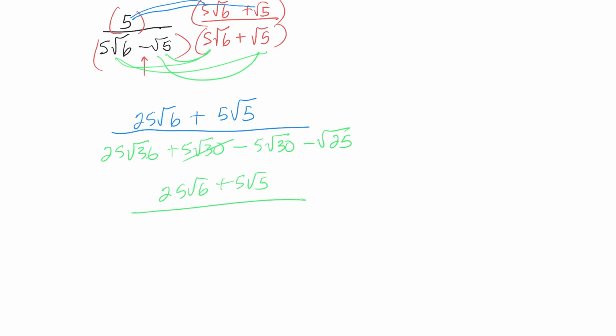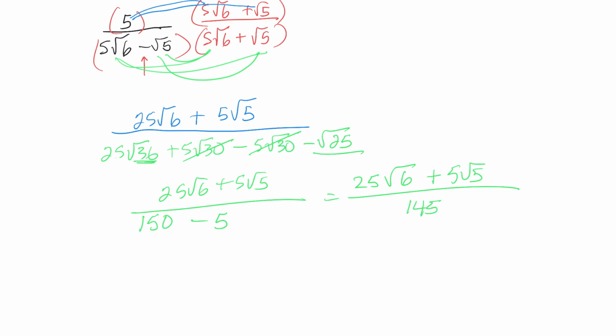On the bottom, these two cancel. 25 times the square root of 36, which is 6. 25 times 6 is 150. And minus root 25 is just 5. There. So on the bottom now, let me just rewrite the top. 25 root 6 plus 5 root 5. And on the bottom, that'll just be 145.